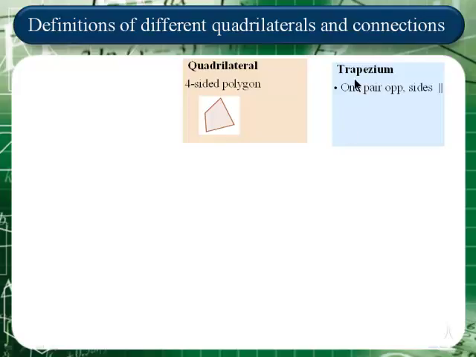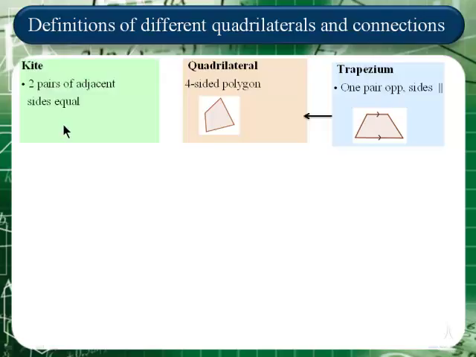Next, we look at the definitions of different quadrilaterals and the connections between the various quadrilaterals. We start off with a normal quadrilateral, which is simply a four-sided polygon. Then we define the trapezium: a quadrilateral with one pair of opposite sides parallel. So this is exactly what a trapezium is. And therefore you can see that a trapezium will always be a quadrilateral, but a quadrilateral will not always be a trapezium.